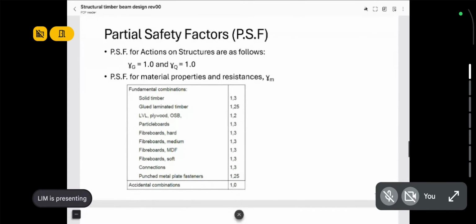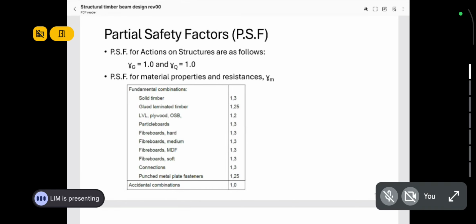Okay. So, partial safety factor. For steel and RCD, reinforced concrete design, the partial safety factor that we use is normally 1.35 for dead load and 1.5 for live load. But for timber, we use 1 for both. Live load 1, dead load also 1. So simple, easy to remember. Like I told you, timber design is much simpler compared to steel design or RC design.